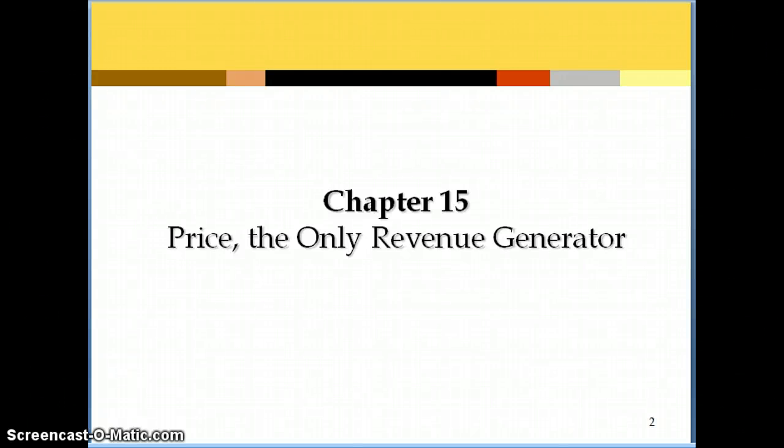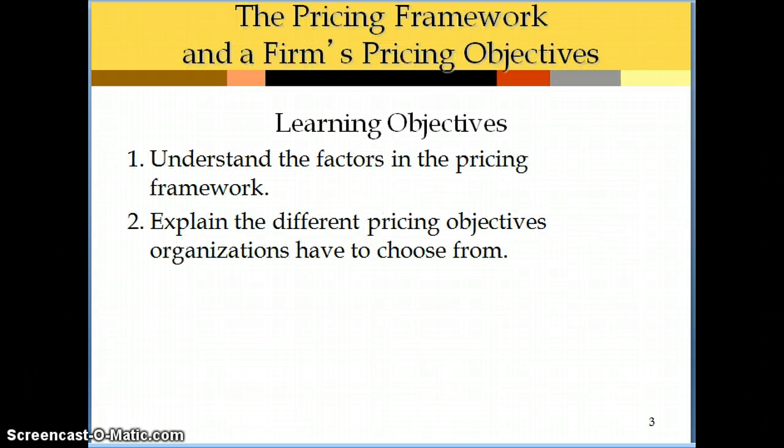Hello students, this week we're going to focus on Chapter 15, Price, the Only Revenue Generator. Some of the learning objectives for this chapter are the following.